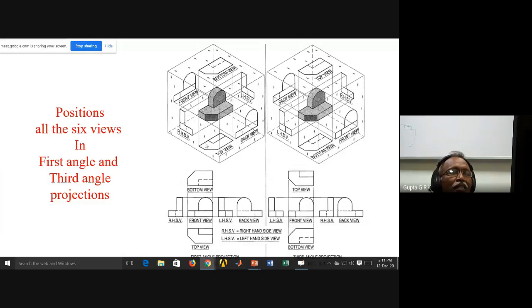Okay, so this is first angle projection. This is third angle projection. So you can see the top view comes here, bottom view comes there. Now, normally we don't draw it, okay?